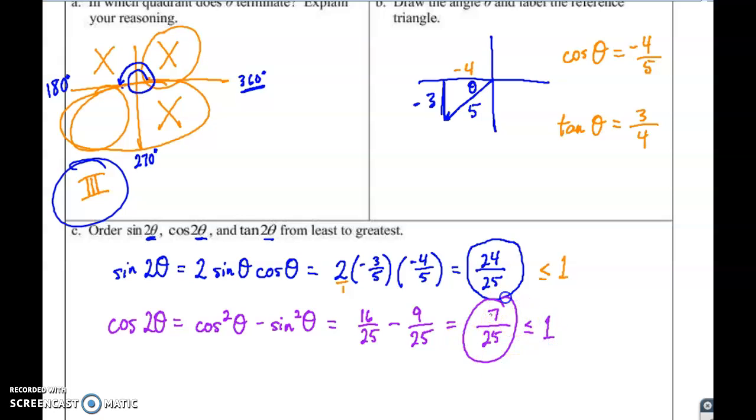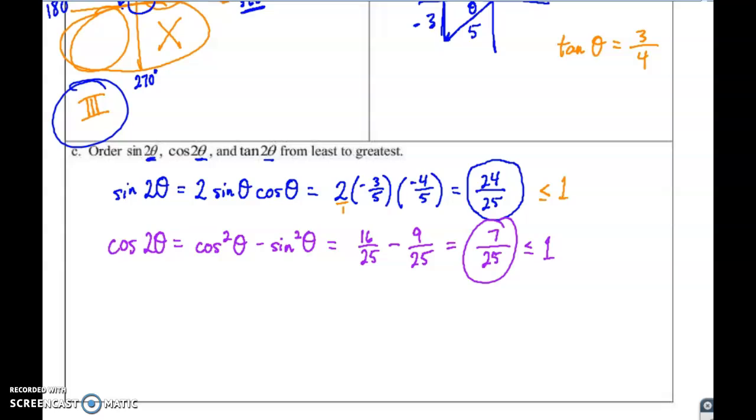I'm just pointing out that it's less than or equal to 1 to help remind you as we learn new things. Now, again, I'm not a big fan of memorizing that tangent formula, but you can use it. But the reason why I like to just know that tangent is sine over cosine, well, we just found out that sine over cosine is this.